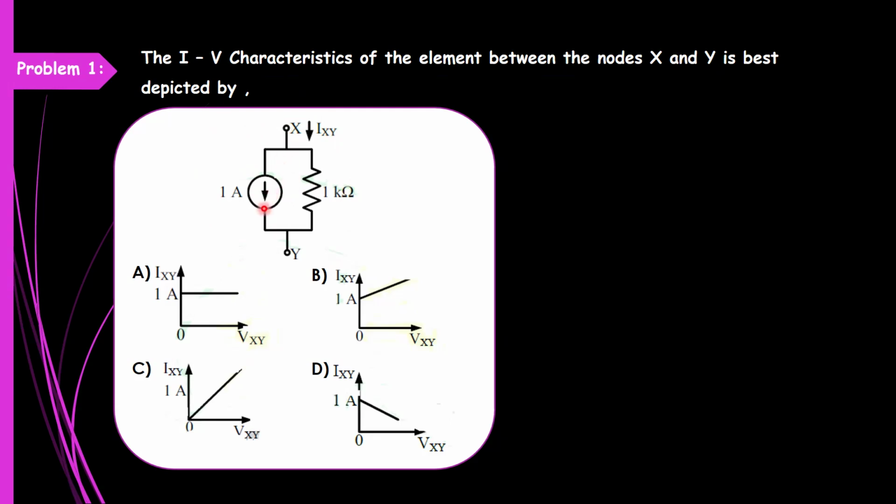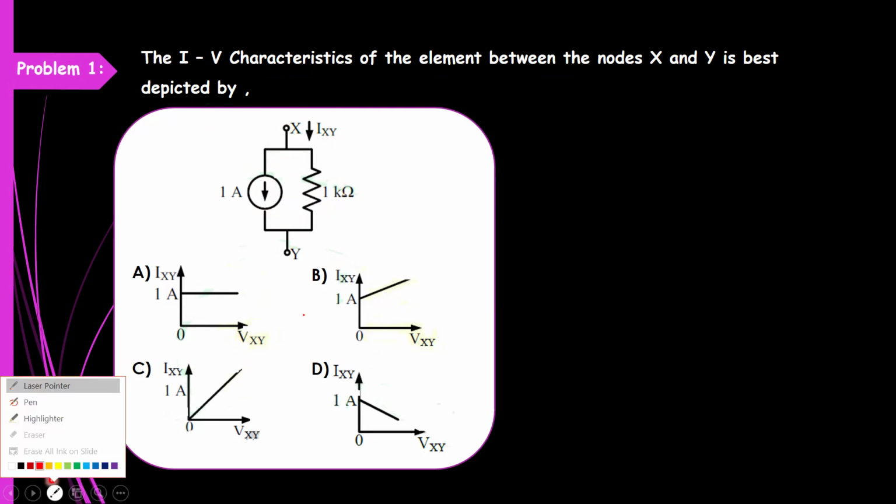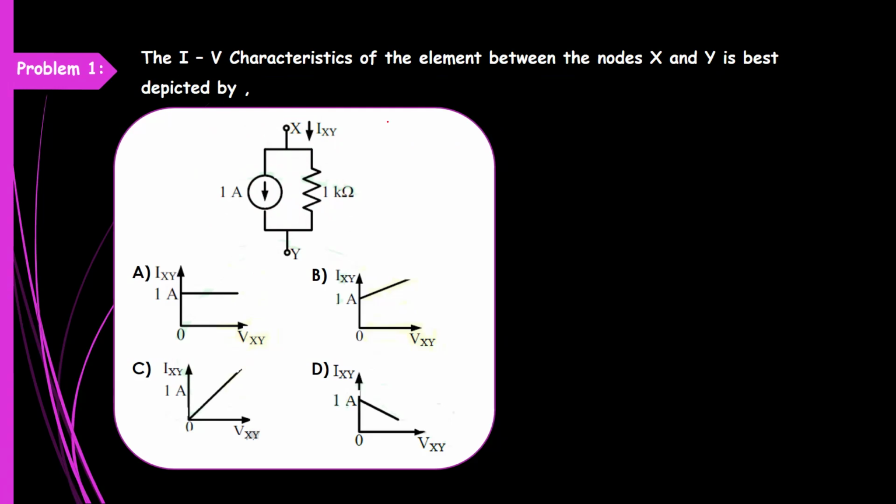So only we are having one current source and one resistance between the terminals X and Y. So only one current. So this is the IXY. So IV characteristics is nothing but we need to find the characteristics between IXY and VXY. IXY is the current given here and VXY is the voltage across the terminals XY. Okay, so this is VXY.